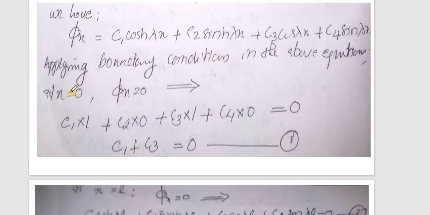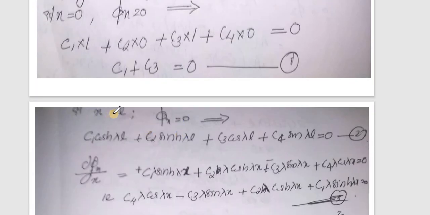Now applying the first boundary condition, at x equal to 0, phi of x is equal to 0. What is cos 0? Cos 0 is 1, so c1 into 1 plus c2 into 0, plus this term which will be 0, and here cos is again 1, and this sin term is again 0. Therefore c1 plus c3 is equal to 0. Now at x equal to L we have another equation: c1 cosh lambda L plus c2 sinh lambda L plus c3 cos lambda L plus c4 sin lambda L is equal to 0. Let it be equation number 2.